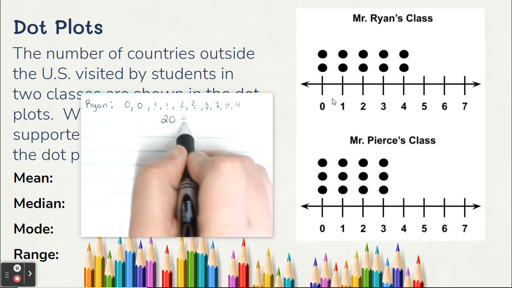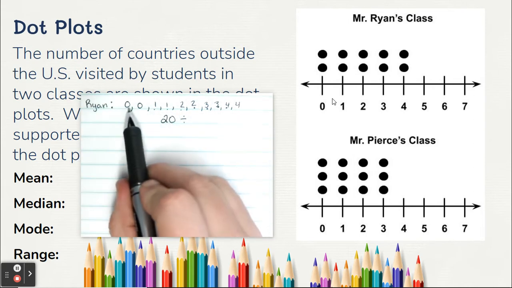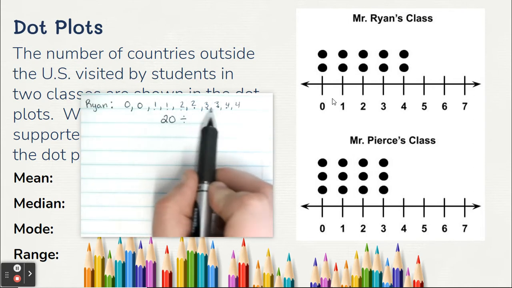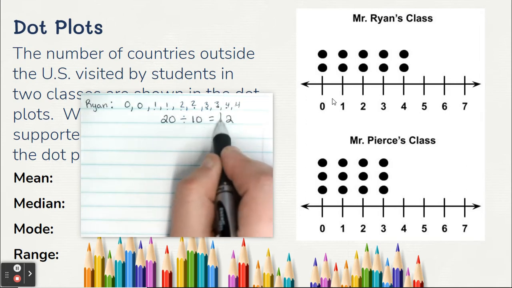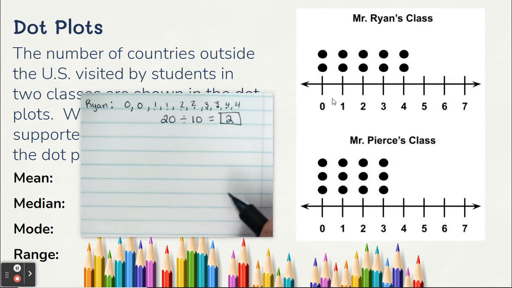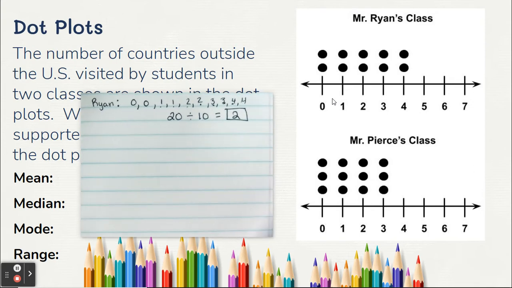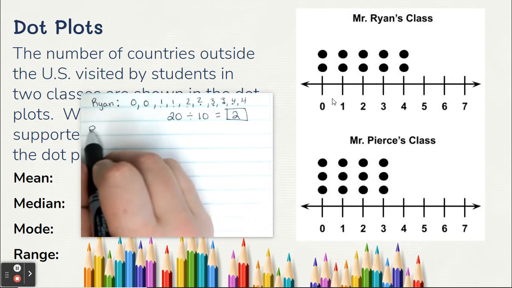Then I'm going to divide it by however many points I have. So let's count: 1, 2, 3, 4, 5, 6, 7, 8, 9, 10. So when I do 20 divided by 10, I get 2. So my mean is 2 for Mr. Ryan's class. And then I'm going to do it for Miss Pierce's class.